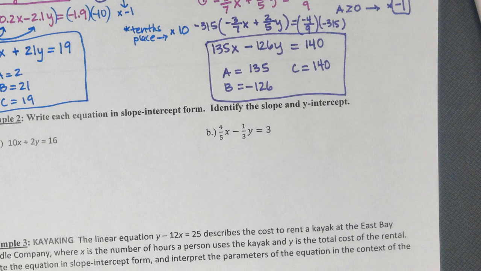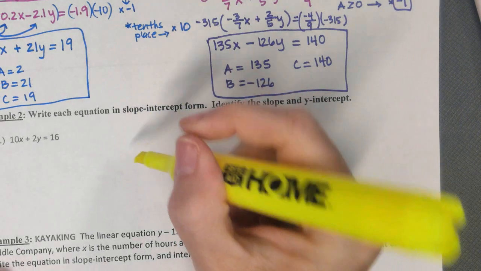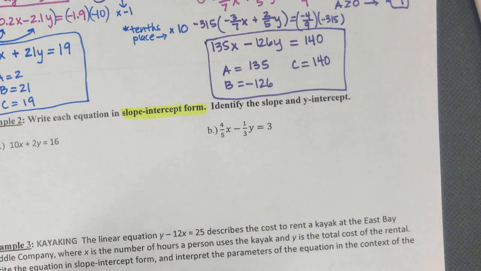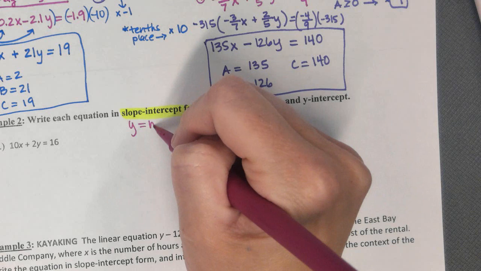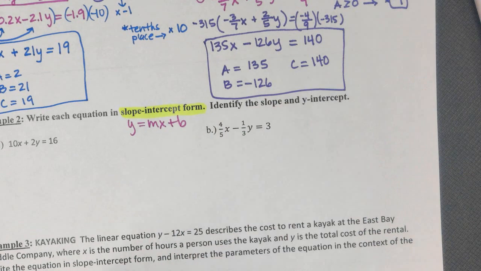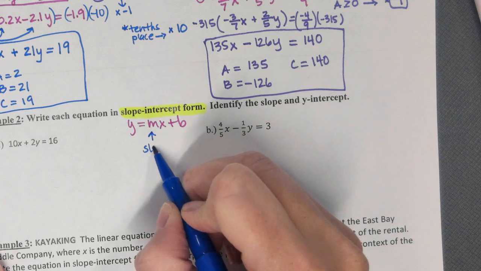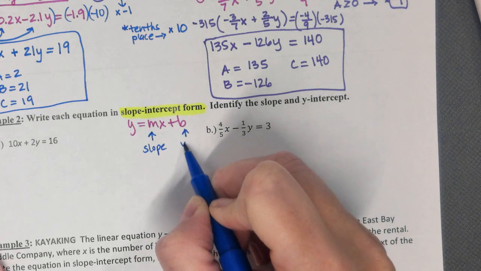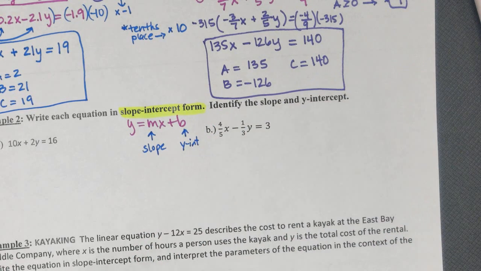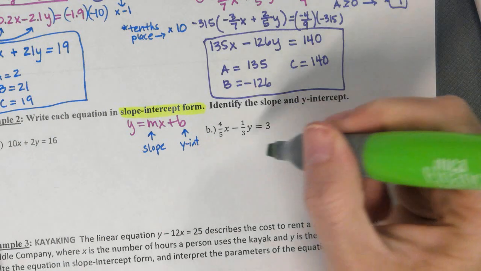Alright, so I asked you to start this one where you're writing in slope-intercept form. Okay, slope-intercept form should be second nature to you at this point. You should know right away that that's y equals mx plus b, where m is your slope, b is your y-intercept. Okay, and then we have to identify the slope and the y-intercept.